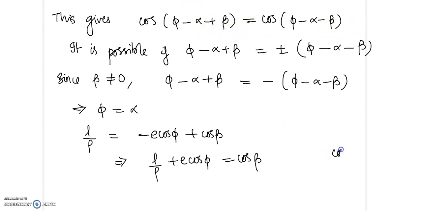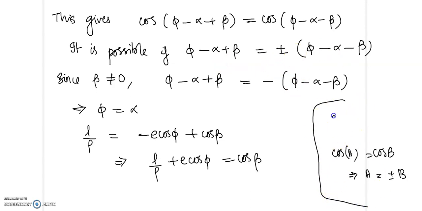Now if you have cos A equal to cos B, then we will get A equal to plus or minus B, because cos of minus B is the same as cos of B. So here we will have phi minus alpha plus beta equal to plus or minus (phi minus alpha minus beta). Now if phi minus alpha minus beta is equal to phi minus alpha plus beta, in this case these two cancel out, so we will get 2 beta equal to 0, so that means beta is equal to 0 here.